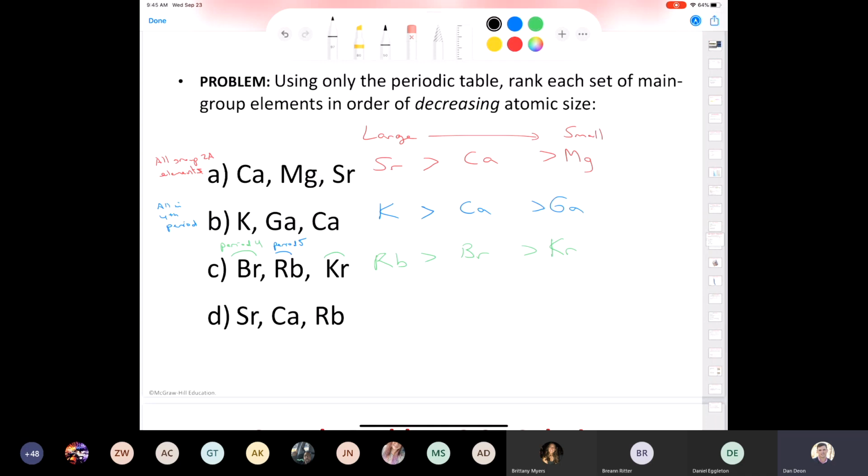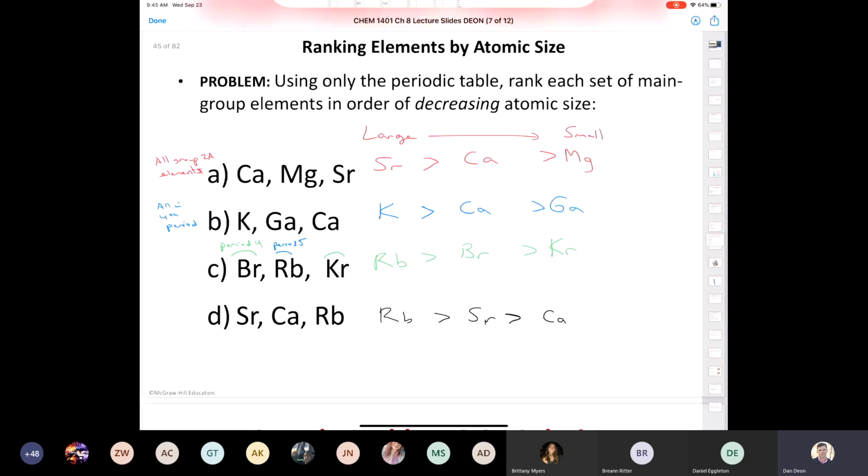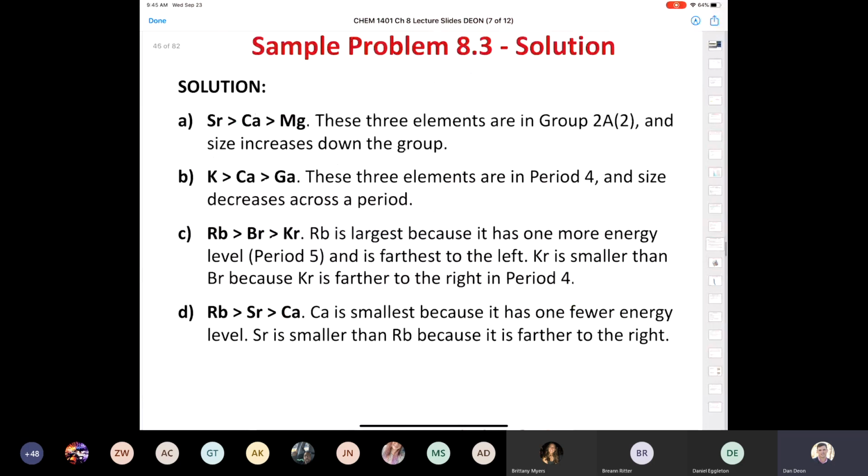In the interest of time, I'm going to move on from the last one, and I'll help you out with it. It goes rubidium, strontium, and calcium, and I'll let you try to figure that one out on your own. But let's move forward, and of course, the solutions are shown here.